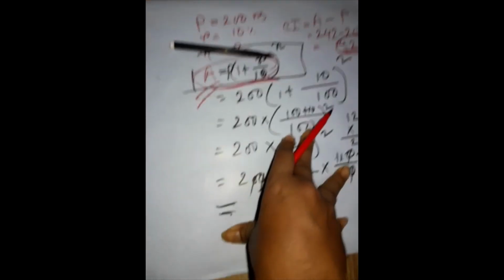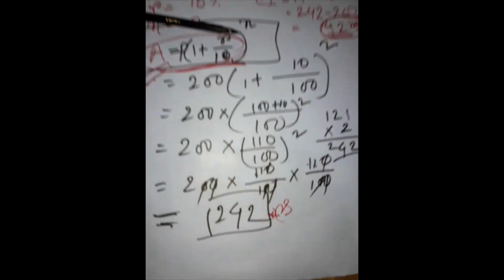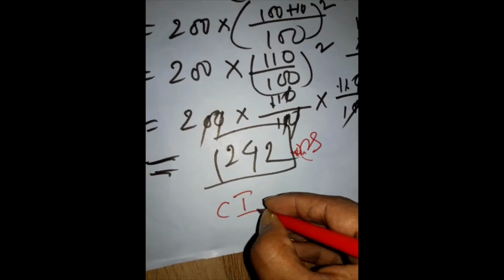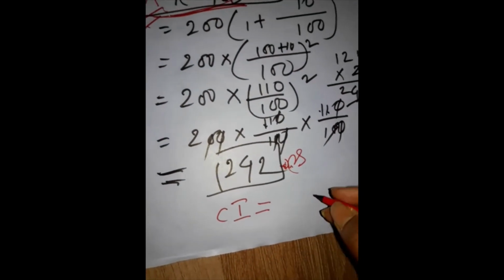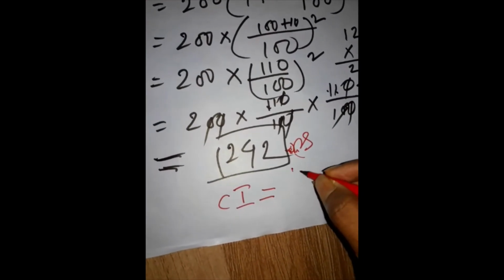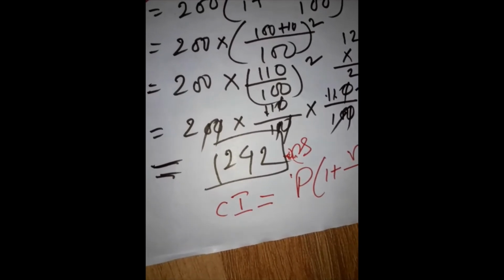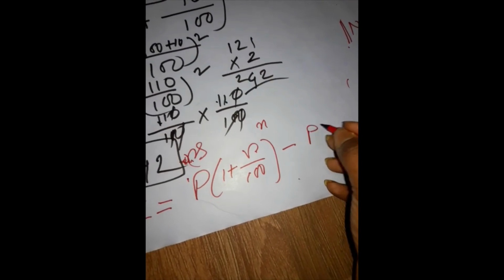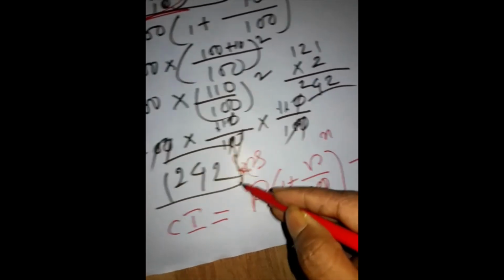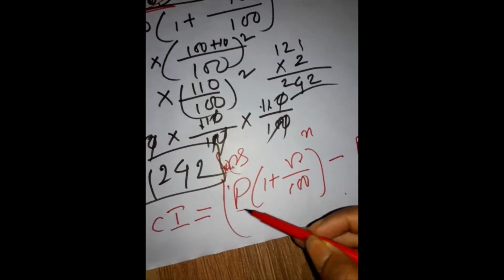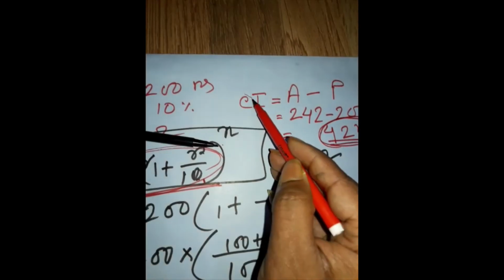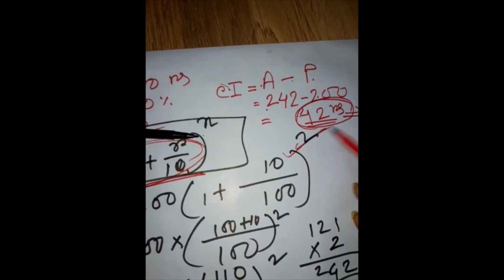Okay, so if you want to find the formula of compound interest in that way, compound interest is equal to, first you have to determine the amount. So it is P(1 plus R by 100) to the power n minus again P. Okay, so it's easy, right? So it is a formula of amount, and then the principal. So the compound interest is amount minus principal. 242 minus 200 equals 42 rupees.